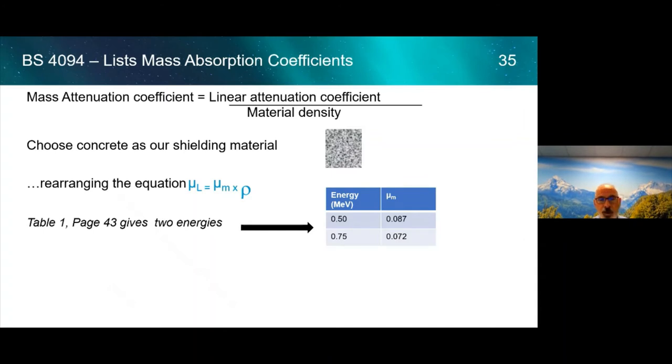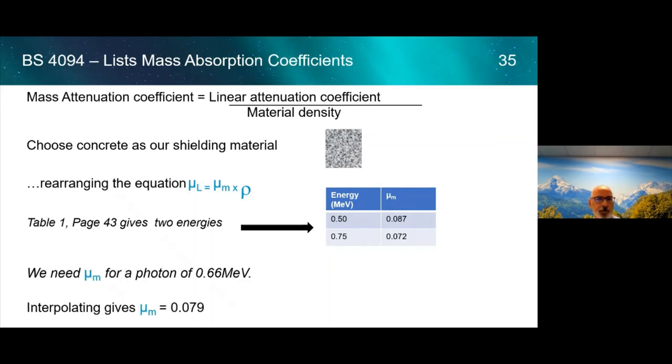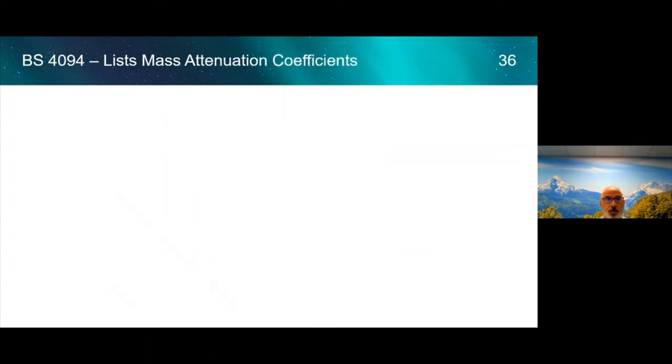If you look in the standard, we're interested in cesium-137, so 0.66 MeV. We don't have a listing for a mass attenuation coefficient for 0.66 MeV, so we do what all health physicists do, and we approximate, or given what's the right, correct term, we will interpolate between these two values and estimate the value for 0.66 MeV. The value I arrived at is 0.079, so that's the mass attenuation coefficient. I've got to convert that into a linear attenuation coefficient. So mu M is 0.079.